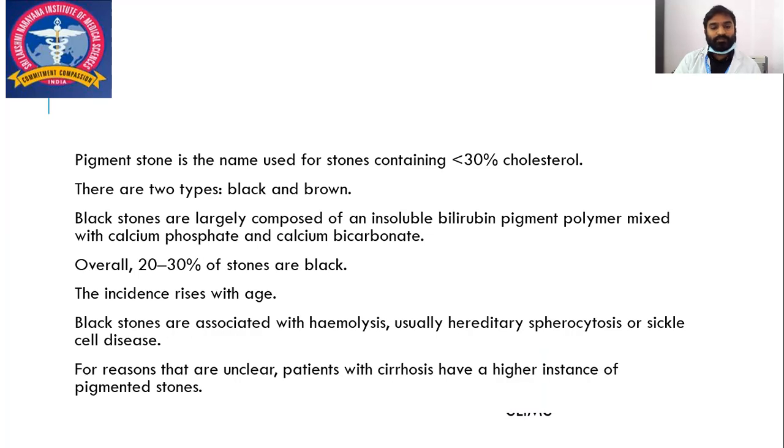There are two types, black and brown. Black stones are largely composed of insoluble bilirubin pigment polymer mixed with calcium phosphate and calcium bicarbonate. Overall, 20 to 30% of stones are black, the incidence rising with age. Black stones are associated with hemolysis, usually hereditary spherocytosis or sickle cell disease. For reasons that are unclear, patients with cirrhosis have a higher incidence of pigmented stones.